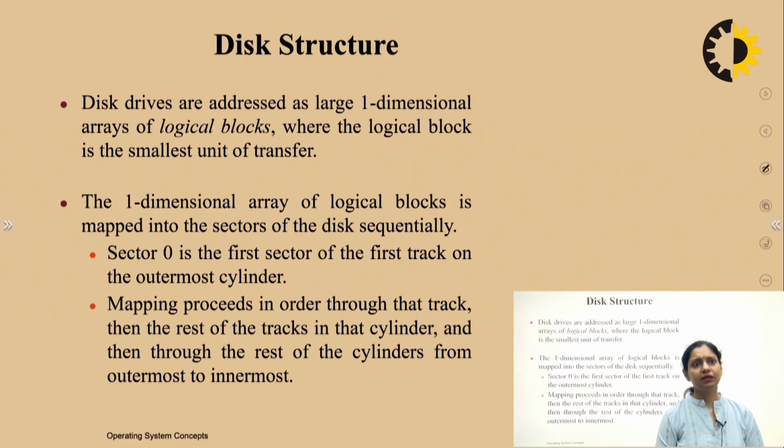Whenever we are talking about any disk, it has its own structure. It is basically a one-dimensional array of logical blocks, where the logical block is the smallest unit of transfer. This one-dimensional array is mapped into the sectors of the disk sequentially. Sector 0 is the first sector of the first track on the outermost cylinder. This mapping proceeds in order through that track, then the rest of the tracks in that cylinder, and then through the rest of the cylinders from the outermost to the innermost.